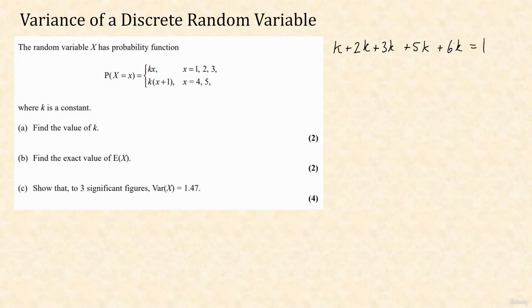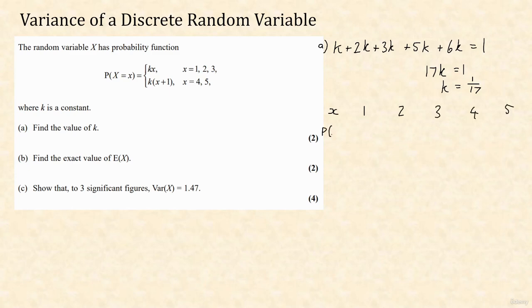So when you add up everything on this left-hand side, you get 17k. So 17k equals 1, and that means k is 1 over 17. Okay, so let's just stick the results into a table. That's going to be useful going forwards. So the outcomes are 1, 2, 3, 4, and 5.